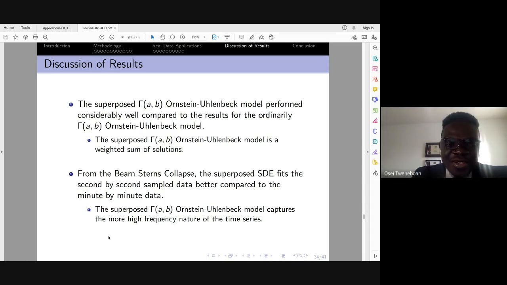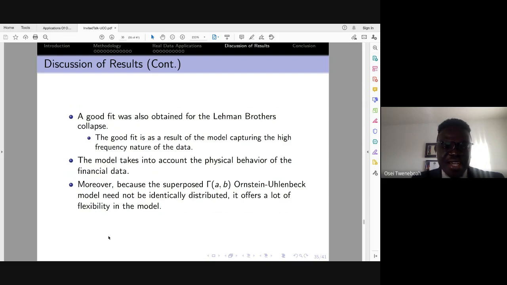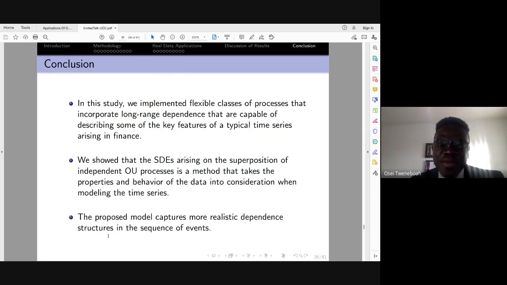Okay. So we looked at the Bernstein's collapse, and this captures the high frequency nature of our time series. The good fit obtained shows that our model is able to capture the high frequency nature of the data. Also, our model took into account the physical behavior of our data set, which is very important. Here, we've implemented flexible classes of processes that incorporate long-range dependencies, and this long-range dependency is capable of describing some of the key features of a typical time series.